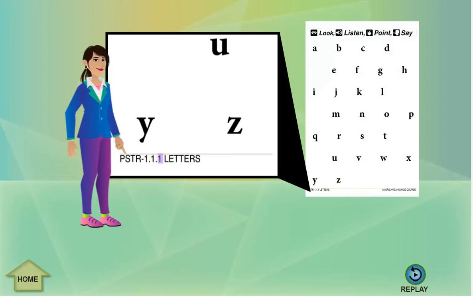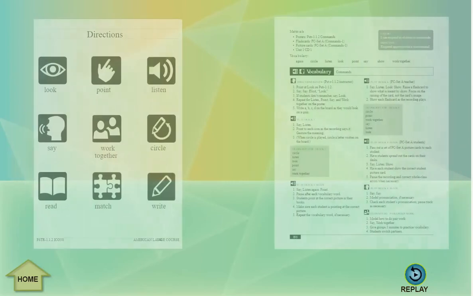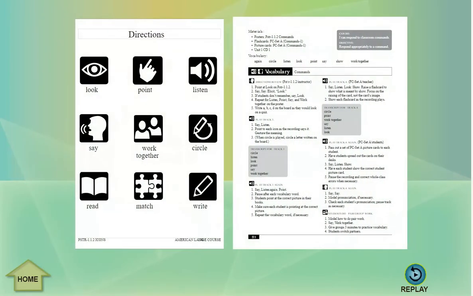The third number indicates the order the poster is presented in the lesson. This poster is the first poster that the instructor will use in this lesson. Finally, the topic or theme of the poster is written. This poster belongs to the topic or theme letters. In the instructor's text are step-by-step instructions on how to use the posters.